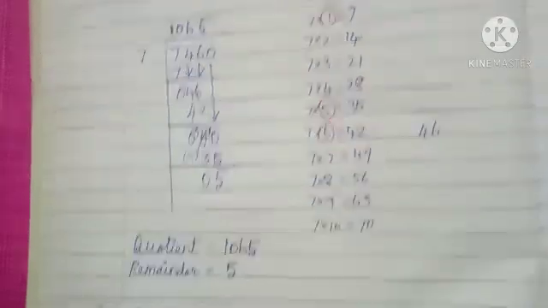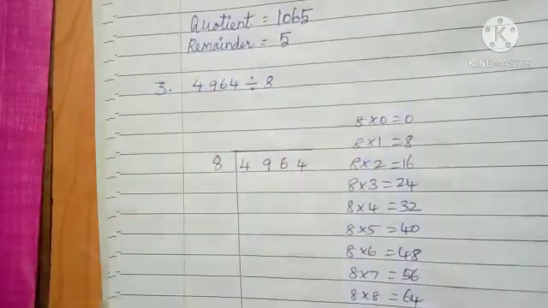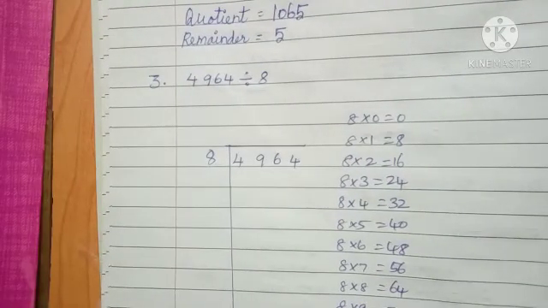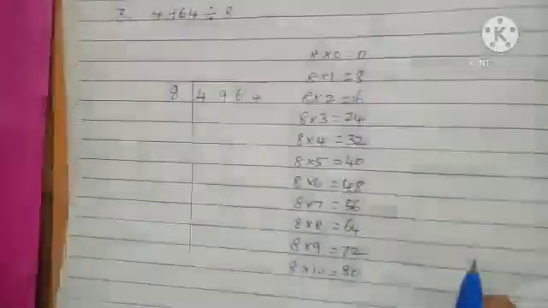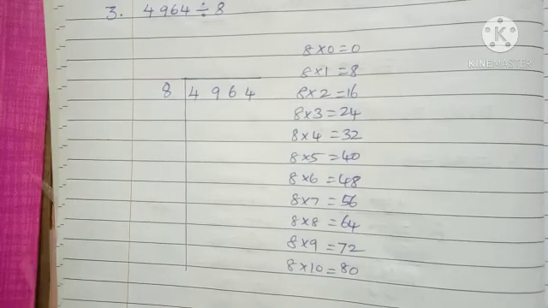Okay, the next one, third sum. Try to do it, children. Third sum, 4964 divided by 8 table. Those who know the table, first write it in the rough column. Then work it out. Okay, children. Thank you.